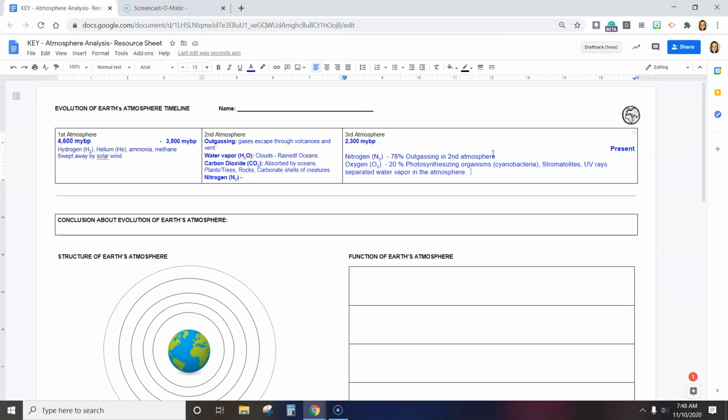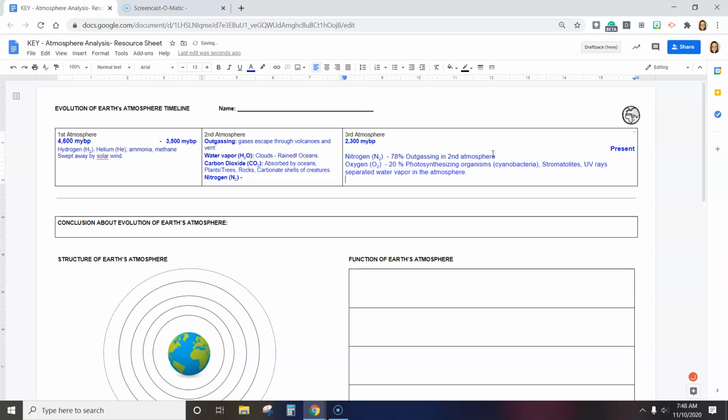So here we are in our last atmosphere, our current atmosphere. Will it be the last? I don't know. But most of it is made out of nitrogen. Some of it's made out of oxygen. Then we have other elements like argon. We have CO2. Here we go.